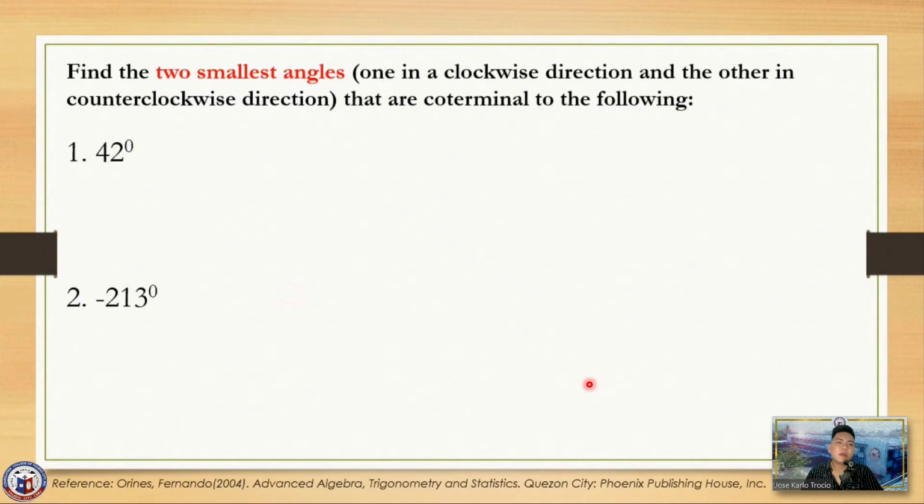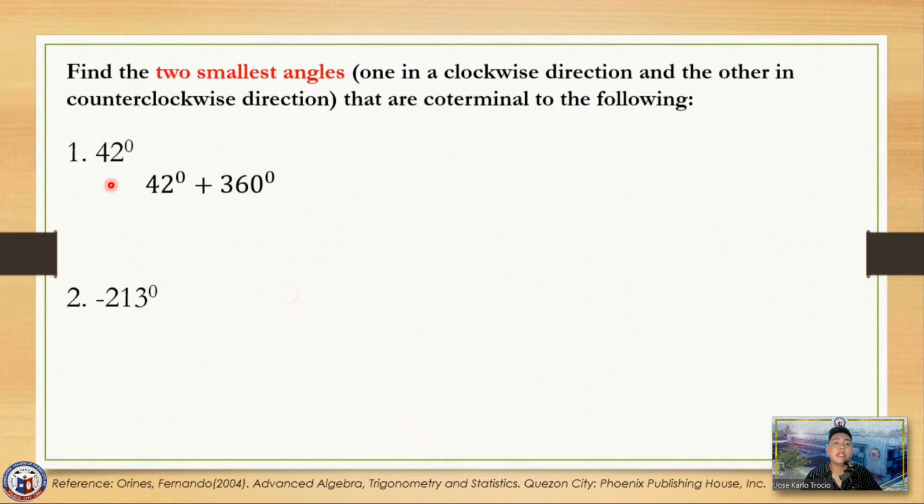Let us have examples. Find the two smallest angles, one in clockwise direction and the other in counterclockwise direction that are coterminal. Again, which one is positive, clockwise or counterclockwise? Yes, it is the counterclockwise, and the negative is the clockwise because it goes down and going to the right, while the counterclockwise is going up to the left. Okay, 42 degrees. What are the coterminal angles of 42 degrees?